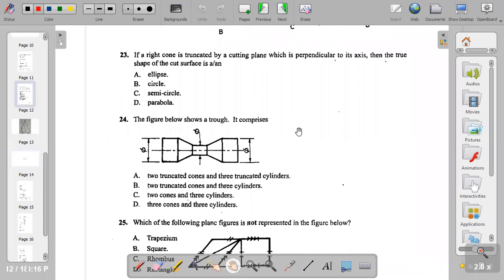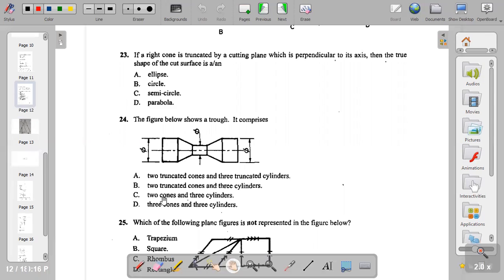The figure below shows a trough. This trough comprises of A, 2 truncated cones and 3 truncated cylinders. So let's see, 2 truncated cones, 1 and 2. These are 2 truncated cones, but the other answer says 3 truncated cylinders. These are cylinders, 1, 2, and 3. So option B says 2 truncated cones and 3 cylinders. This is 1 truncated cone, 2 truncated cones, and 3 cylinders, 1, 2, and 3. So the correct answer is option B.